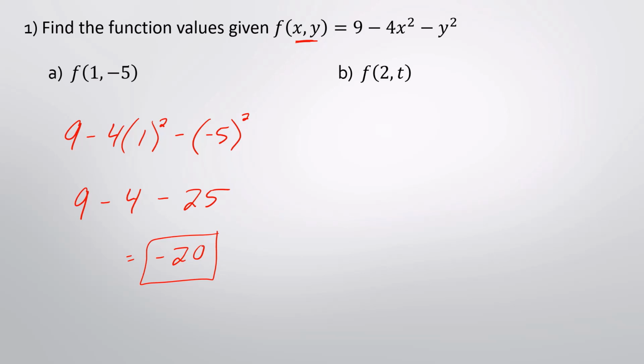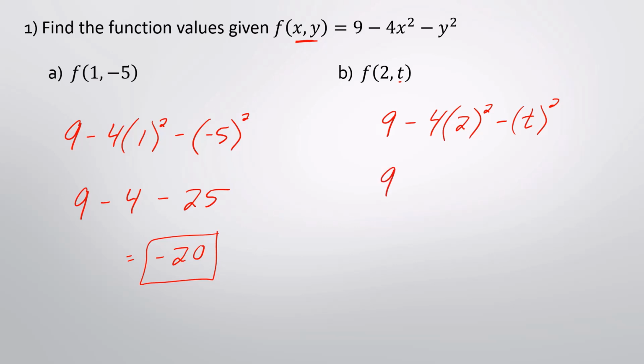Second one, this one just has a slight change to it. I'm actually going to plug in a variable for one of the numbers, but it doesn't really change the approach. My answer is likely going to contain t unless somehow it was able to zero out. We'll start the same way, plugging in those two values where they need to go. So I've got 9 take away 4 times the x value of 2, squared, minus the y value of t, squared.